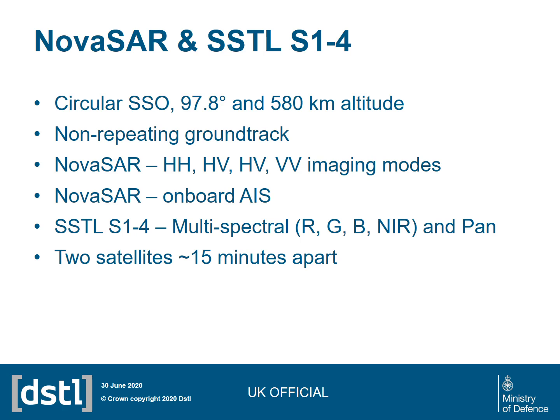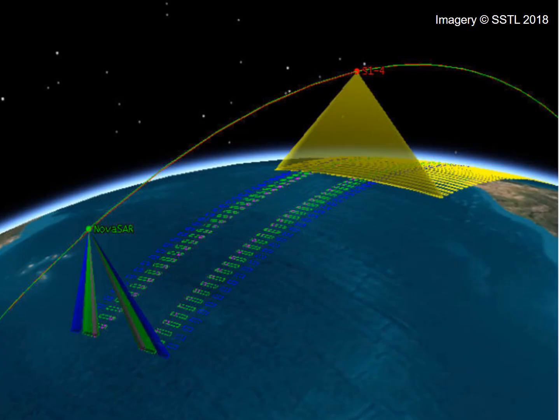What is most unusual about the two satellites is that they are only 15 minutes apart on the same orbit, so this provides an interesting basis for uses of the data. This is just a visual of the satellites in orbit, so you can get an idea of their coverage compared to each other, showing their access tracks.